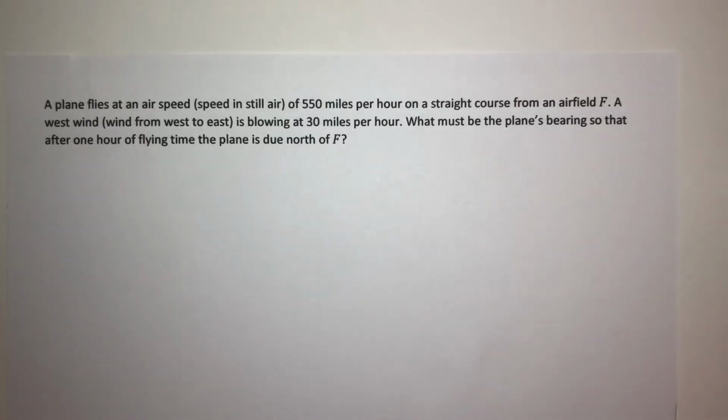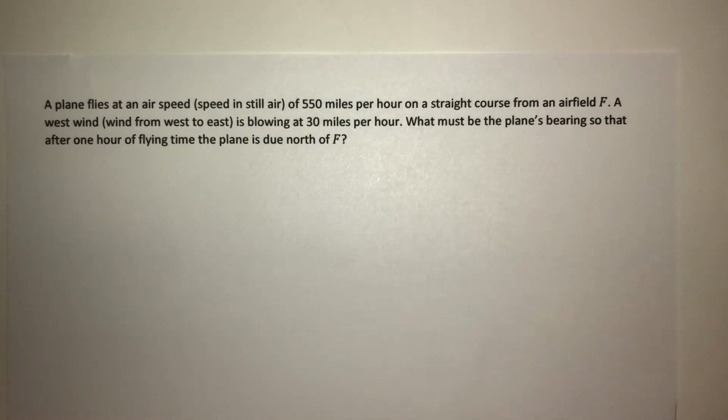This is part 7 of 6.4. A plane flies at an airspeed. Airspeed is the speed in still air, so no wind involved, of 550 miles per hour on a straight course from airfield F. A west wind, which means a wind blowing from west to east, is blowing at 30 miles per hour. What must be the plane's bearing so that after 1 hour of flying time, the plane is due north of the airfield?